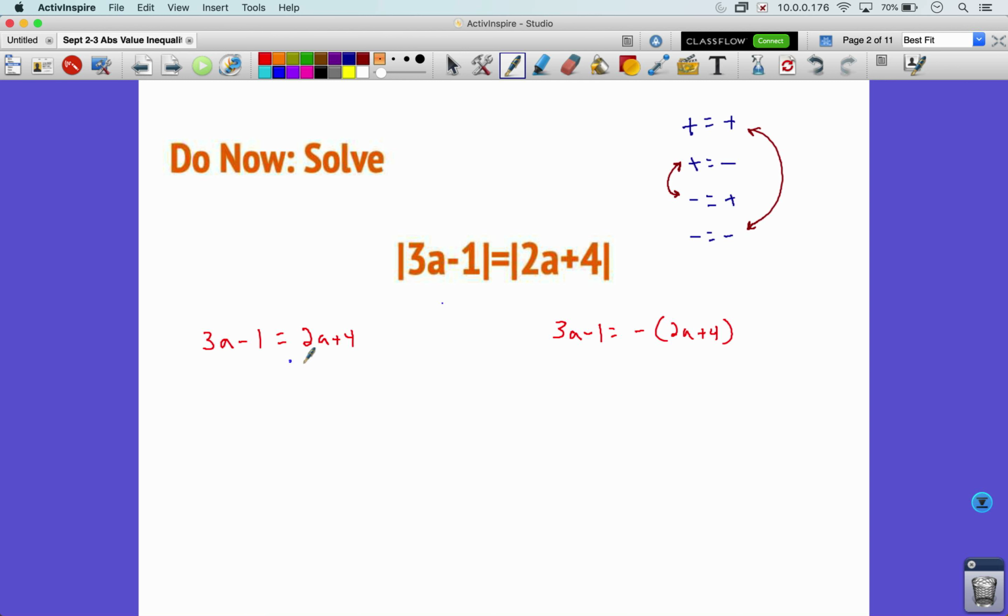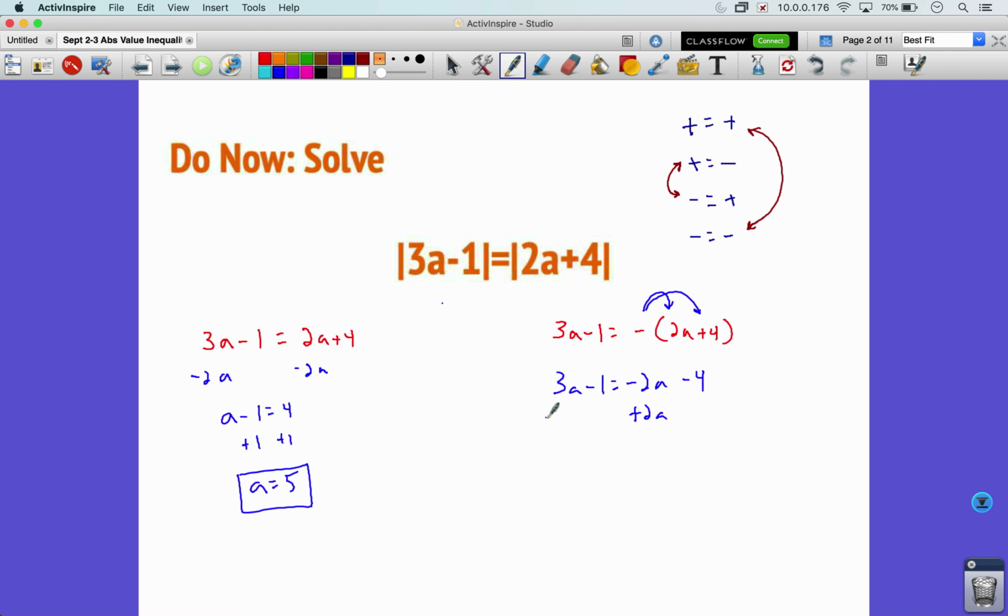So let's finish solving this one. Move the variables first. A minus 1 equals 4. Then move your constants away from the variable. A equals 5. And then over here we got to distribute that negative. 3a minus 1 equals negative 2a minus 4.